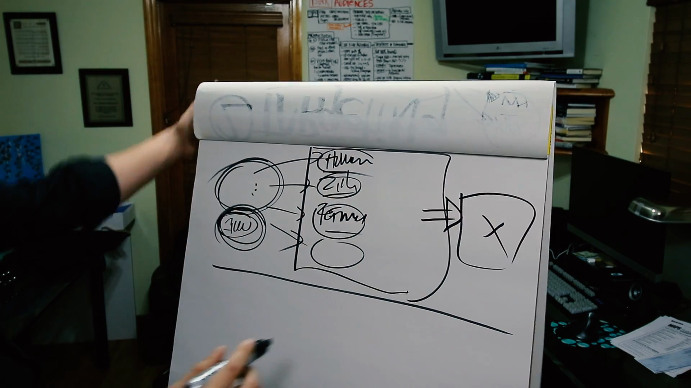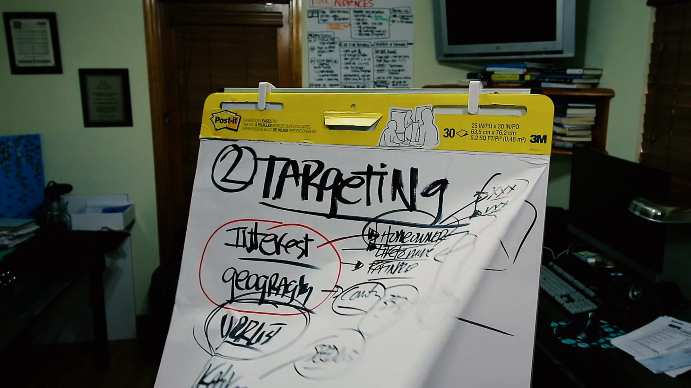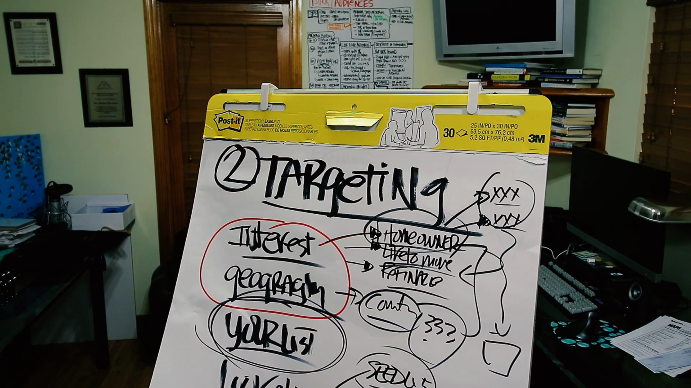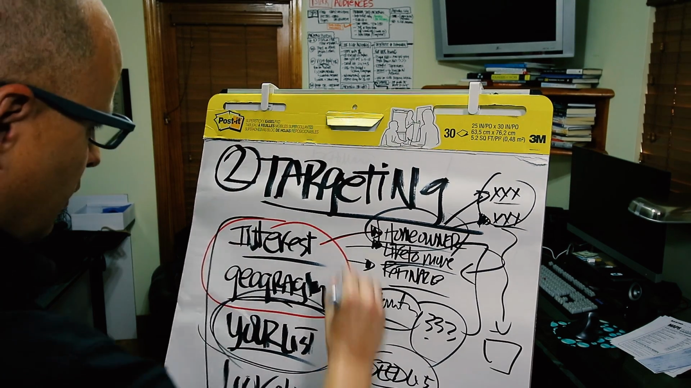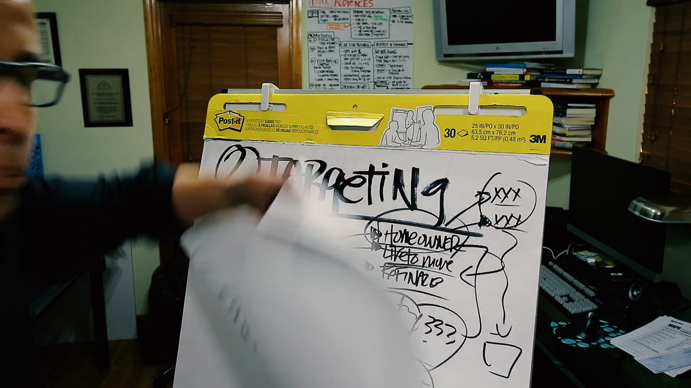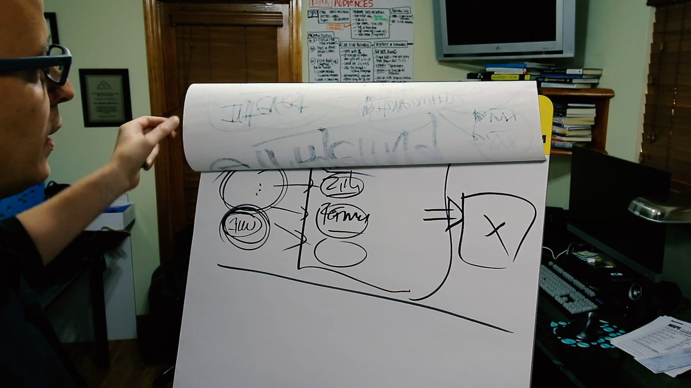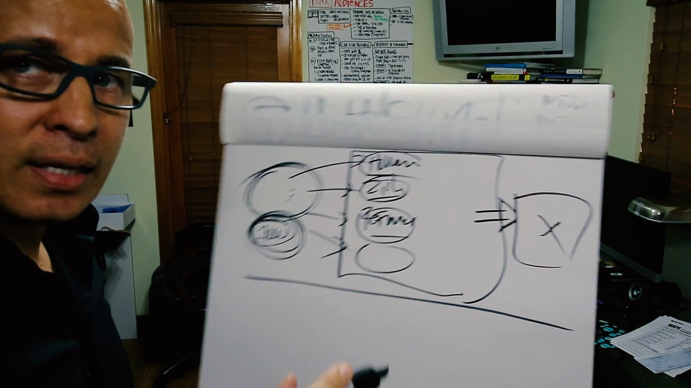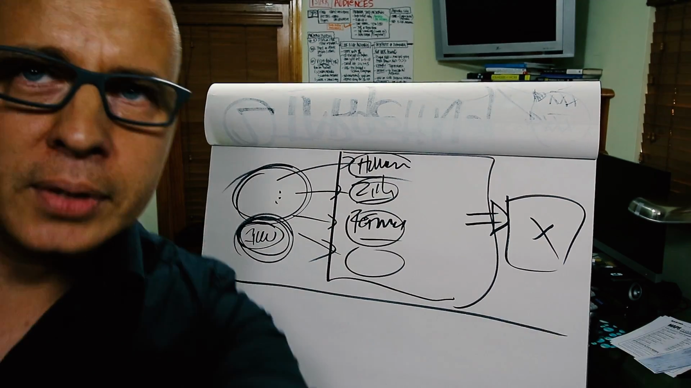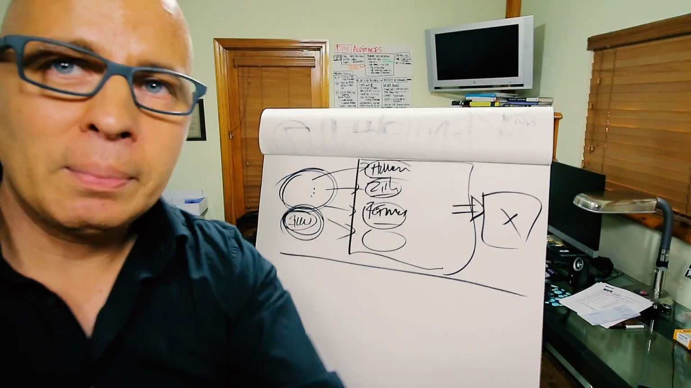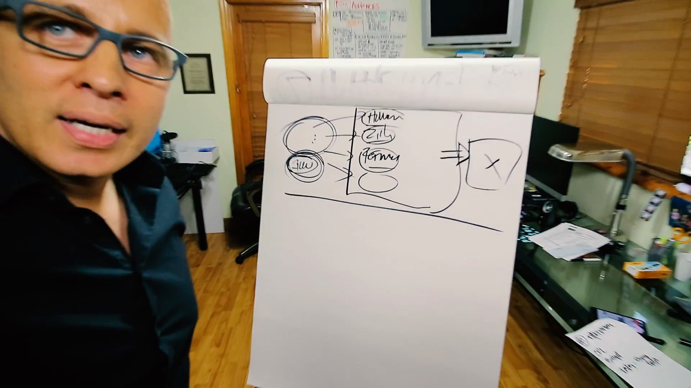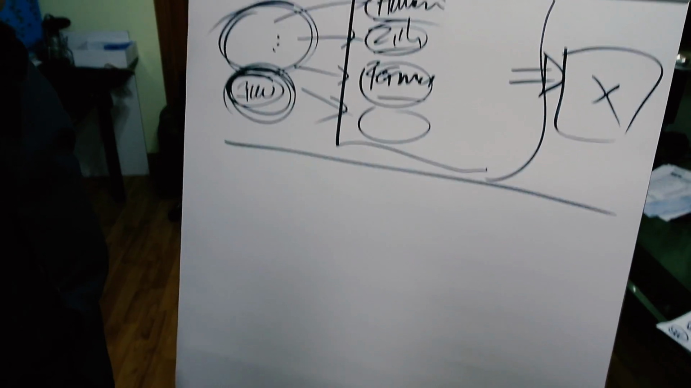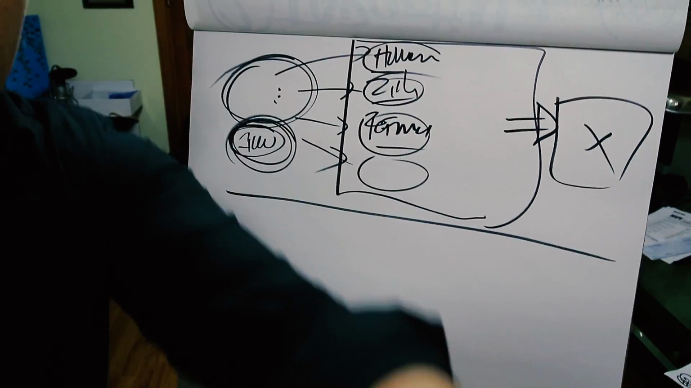Now, all these things that I mentioned, the interest, the geography, your list, the lookalikes, this is a testing protocol. Because in the end, I always tell people, this applies to anything. This applies even to direct mail. Let me see if I can zoom in just slightly here. Maybe that isn't going to work.